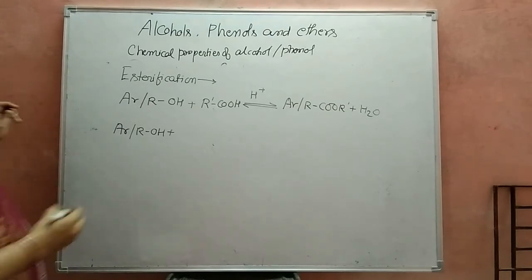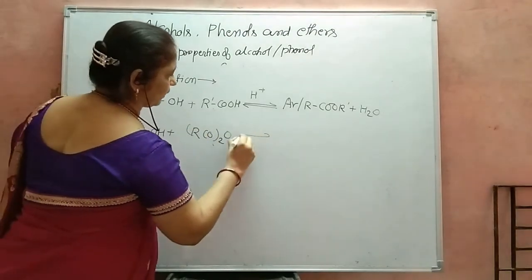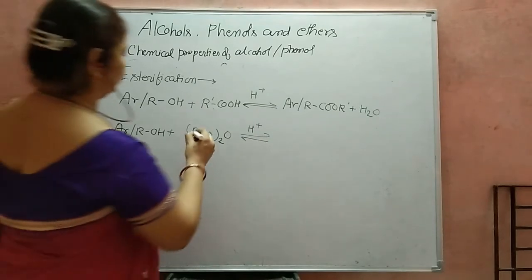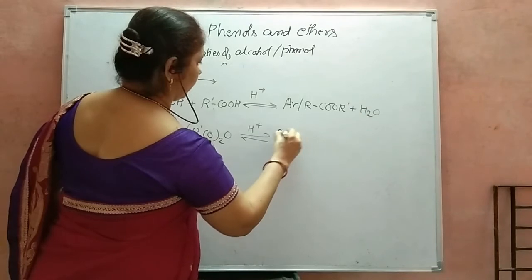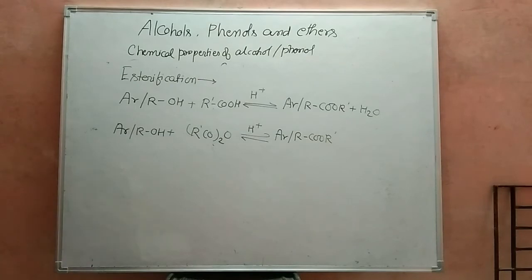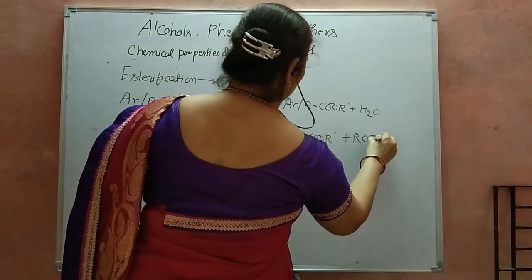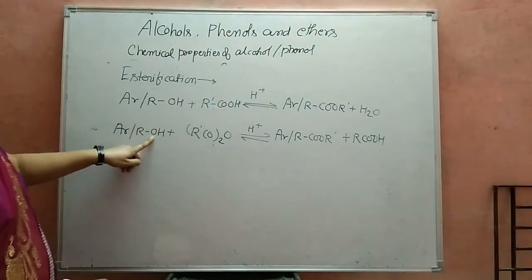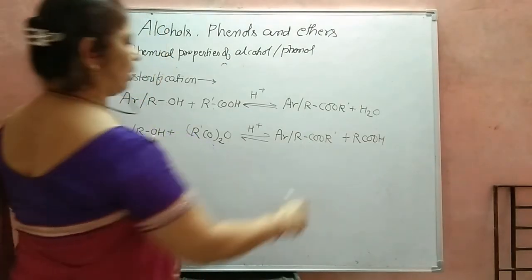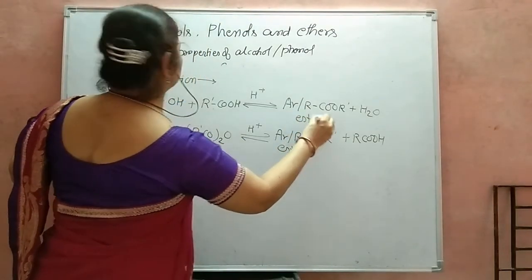The reaction also happens in the presence of anhydride, (RCO)2O. Once again, this reaction is a reversible reaction, and the compound formed is ArOCOR and RCOOH. ROCOR है ना, तो मैंने इसको RCOOR, it's an ester. This is also ester. This reaction is known as esterification.